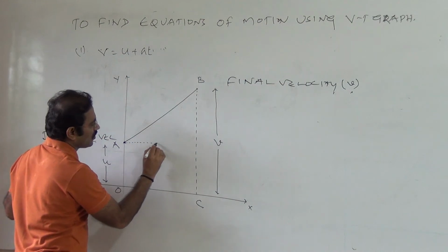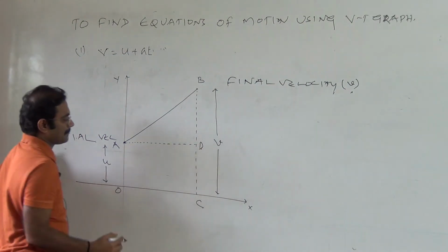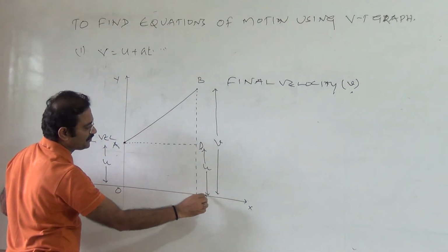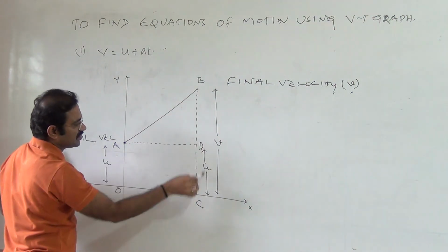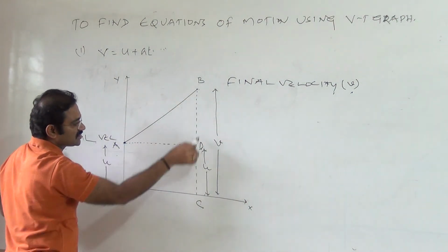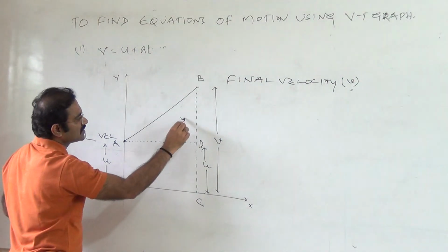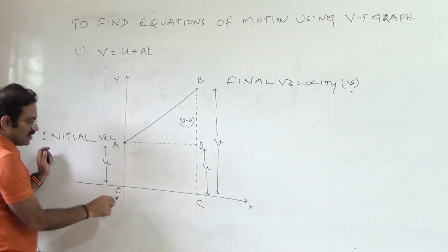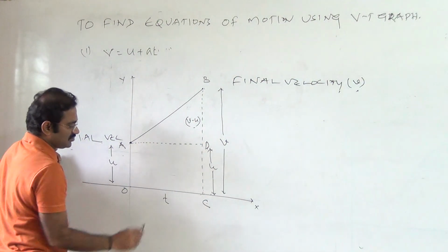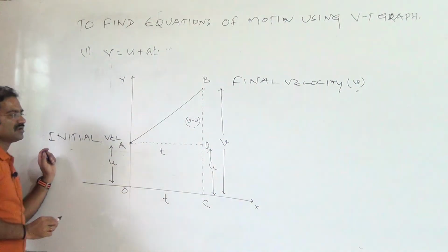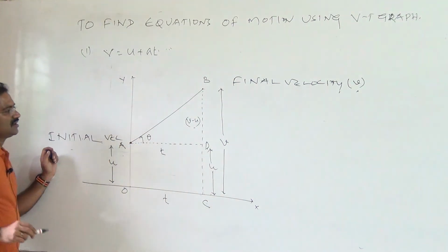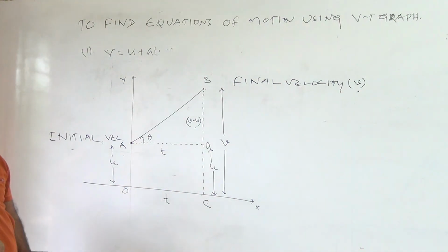Now I draw one perpendicular. I call this one D. If it is U, obviously this is also U. And this is V, so from that I remove U. This becomes V minus U. And OC represents time. Therefore, this also represents time. And this is the angle theta. So, this is the graph. It's a very simple one.